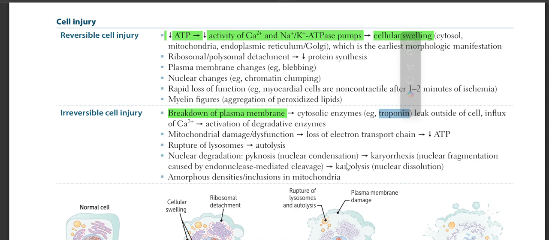Now, if you want to figure out if there is irreversible injury, you will check the blood for these markers. So if you ever see troponin in the blood, you can say that one cardiac cell has died. There is irreversible injury, there is breakdown of the membrane of the heart cells. That is why you have troponin outside. There is some kind of irreversible damage to that cell.